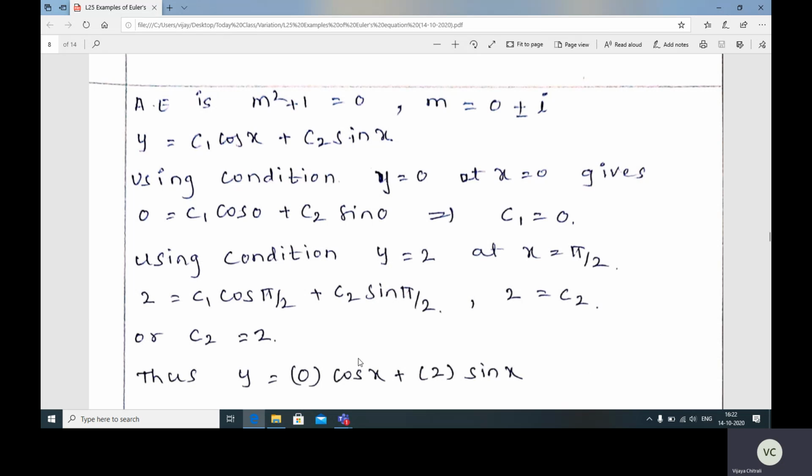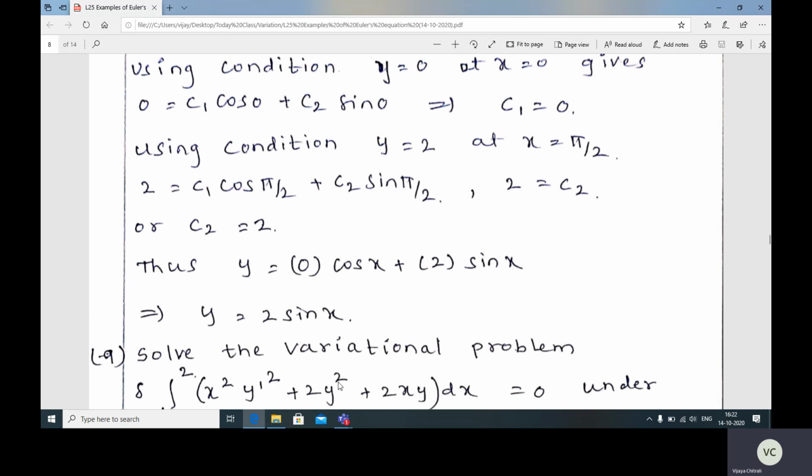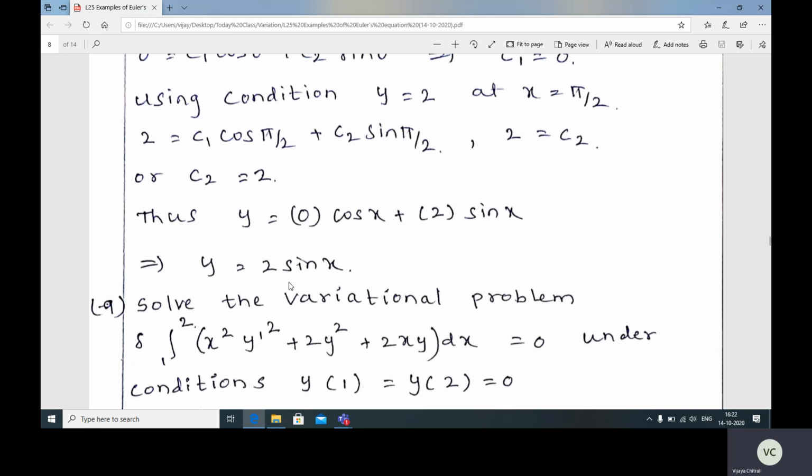Now substitute this c1 and c2 in the general solution. C1 is 0, and 0 into something is 0. So you will get y is equal to 0 into cos x, and substituting c2, plus 2 into sin x. So 0 into something is 0, and you'll get y is equal to 2 sin x. This will be the required solution.